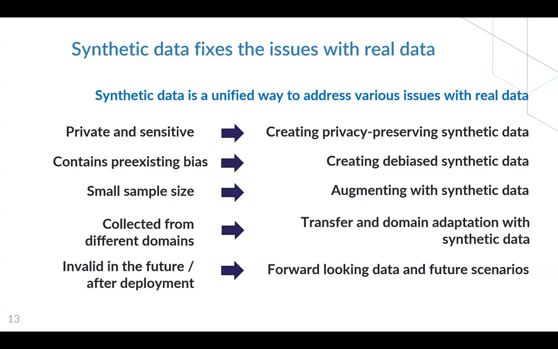But synthetic data can also fix many other issues of real data, and actually is a unified way to address various data issues. So far we talked about privacy and sensitivity. Synthetic data is also known to create debiased data. It can help augment the size of the data so that we can build strong models just out of small sample sizes. It can be used for transfer learning and domain adaptation, and helps integrate data collected from different domains and regimes. And finally, synthetic data can also generate forward-looking data and future scenarios to future-proof the data, which is especially important when we want to deploy any machine learning system into production.